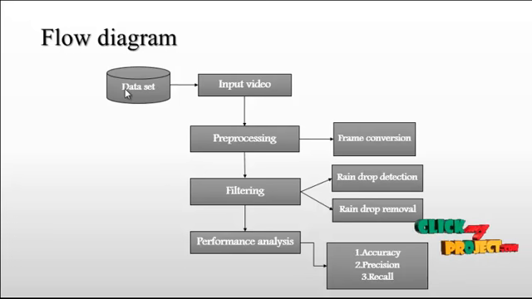In the filtering process, two methods are applied. One is raindrop reduction and another one is raindrop removal, and then finally performance analysis. In the performance analysis process, we calculate the accuracy, precision and recall of the process. Let us consider a detailed exploration of all the frames.